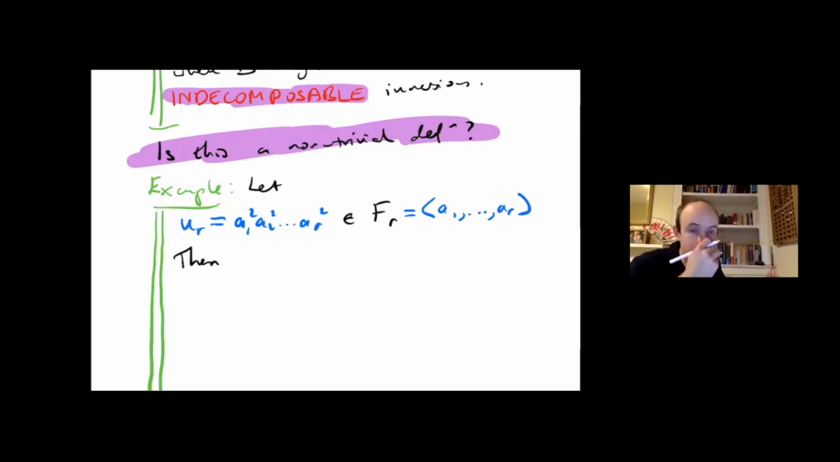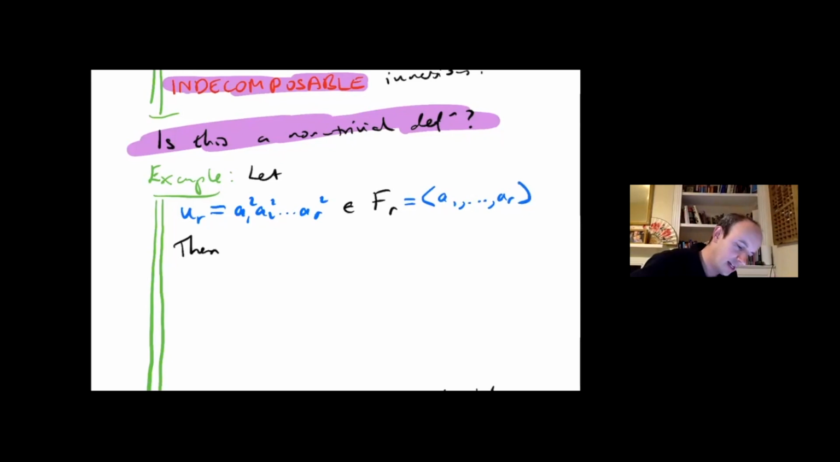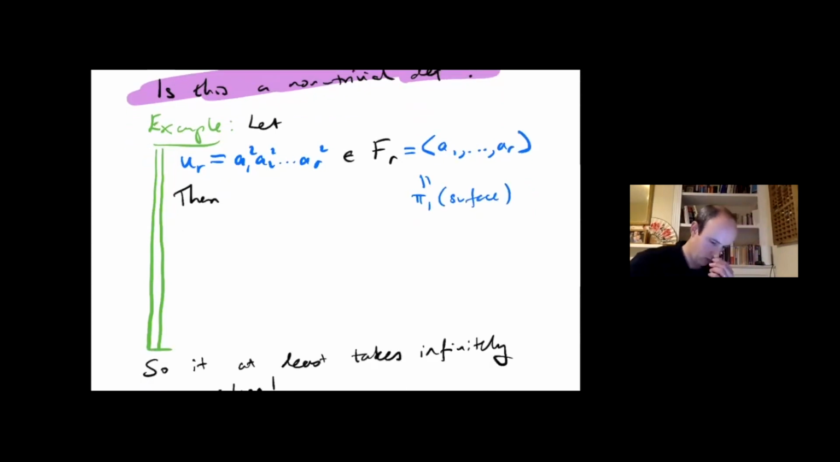That's a reasonable definition for some word. And I want to give you a hint as to why what I'm about to say is true. Again, you have to think about it topologically. This is pi1 of a surface. What is the surface? The surface is a non-orientable surface, which looks like this.